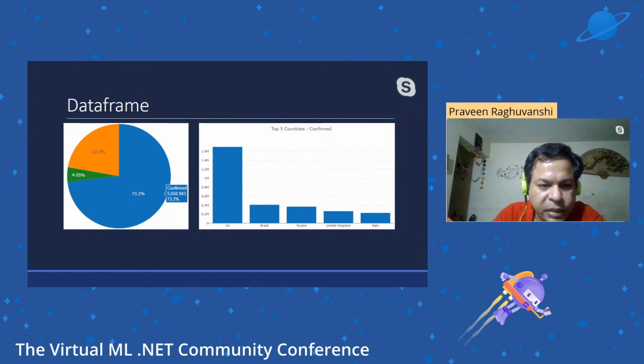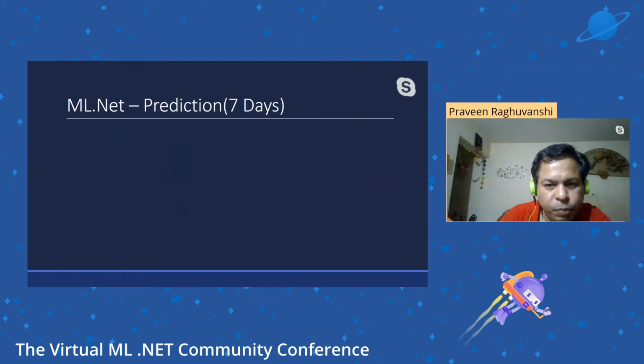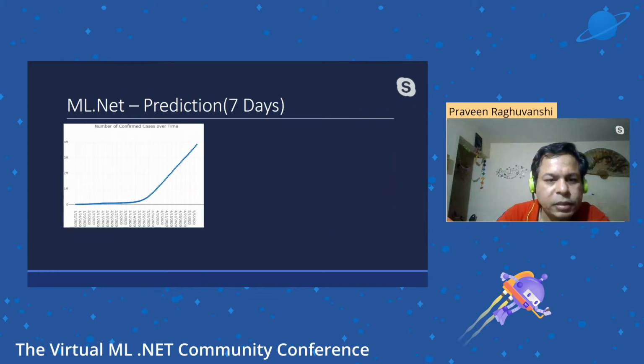So on the left, you have a pie chart representation of the number of confirmed cases, the number of deaths, and the number of recovered cases. Whereas on the right side, you can see a bar chart for different countries with the number of confirmed cases.